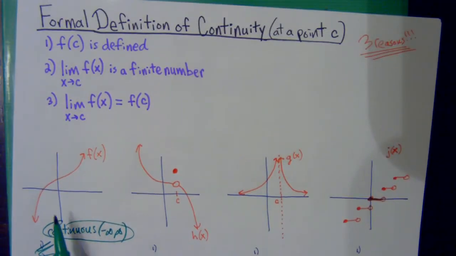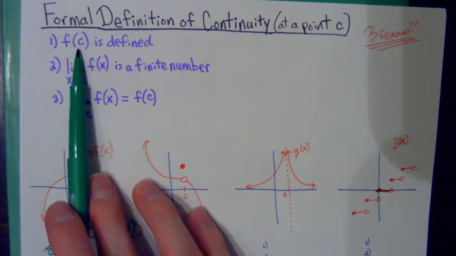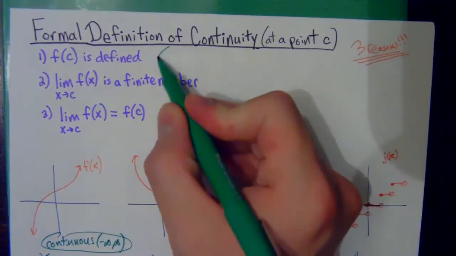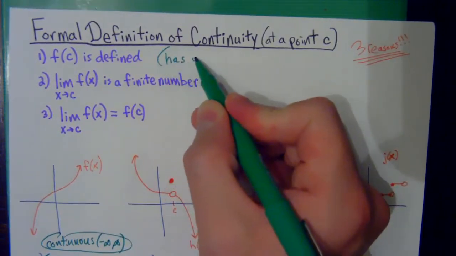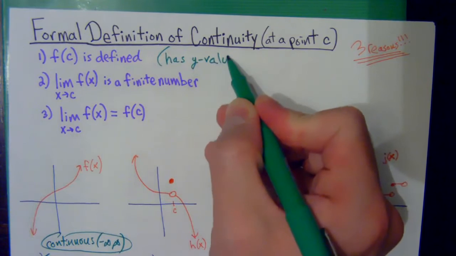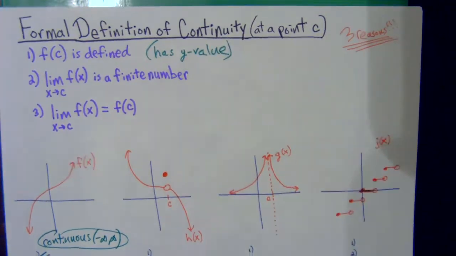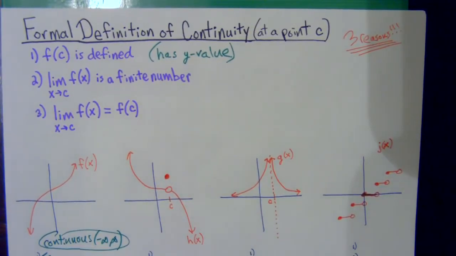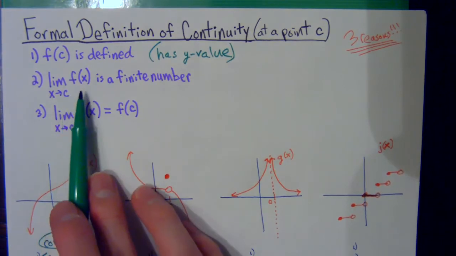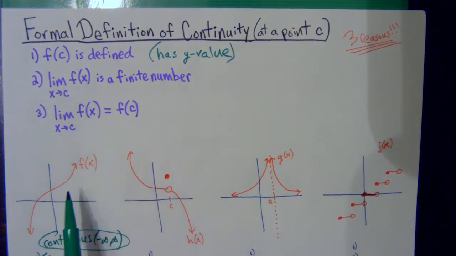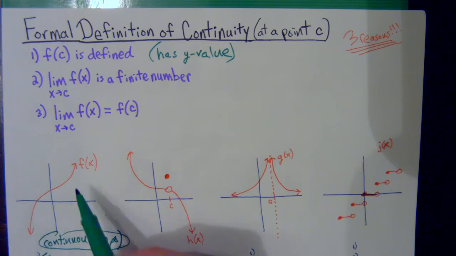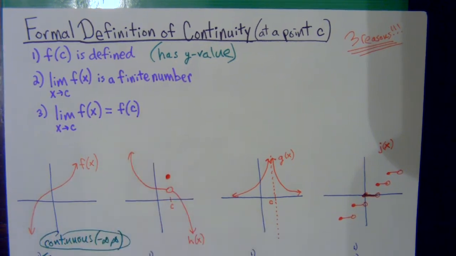So to make a graph continuous everywhere, it says f of c is defined. That just means it has a y value. So to have a graph there, you have to have a y value there, right? You have to have a point there. And this says the limit as x approaches c of f of x. So as you go along that graph, the limit as x approaches a point, like to the left and to the right of it, is a finite number.